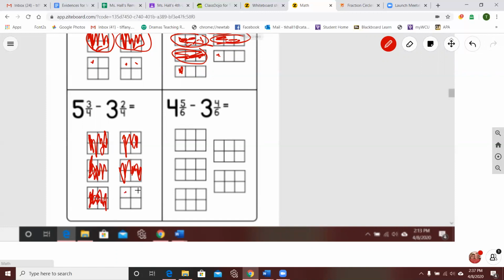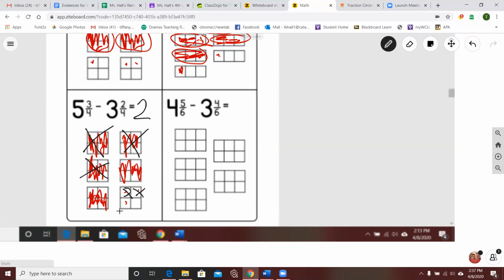1, 2, 3. All right, we are going to take away 3 holes. So get rid of 3. 1, 2, 3. And then I got to get rid of 2/4. So get rid of 2 pieces. 1, 2. So now how many holes do I have left? Well, there's one right here. Here's one right here. So that's 2.